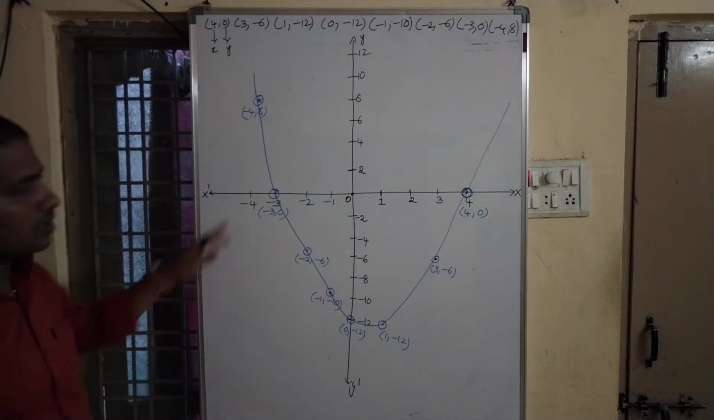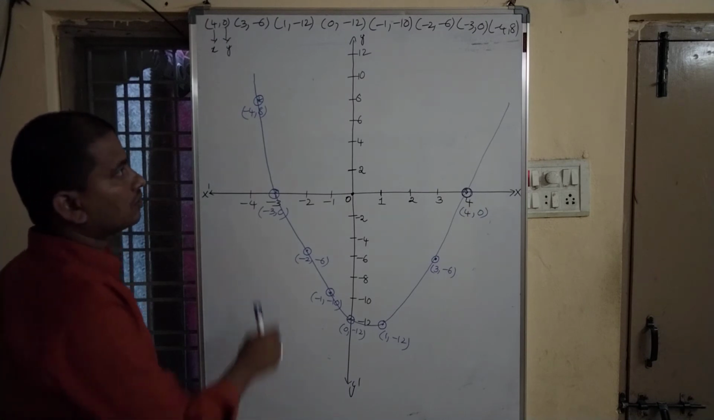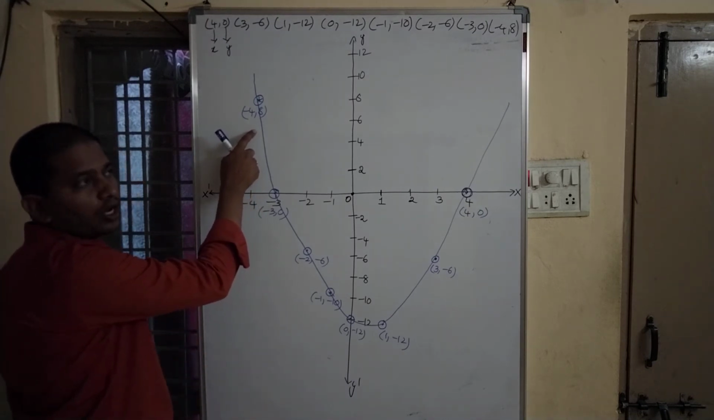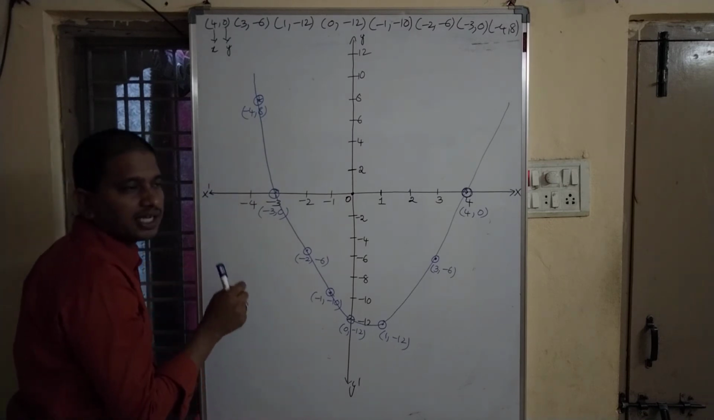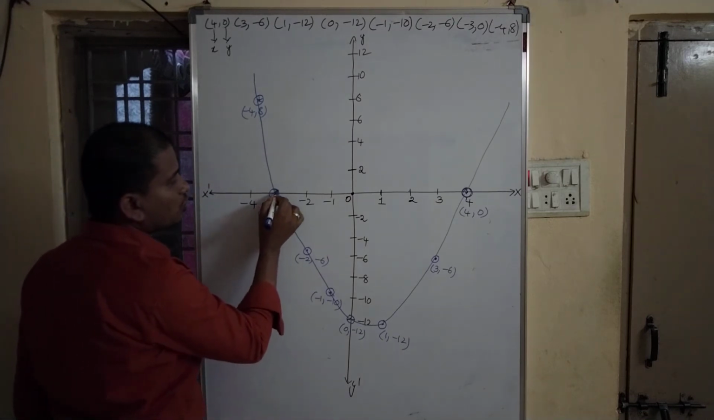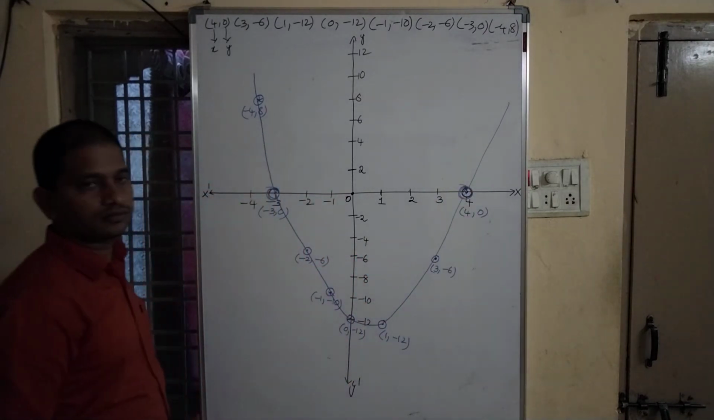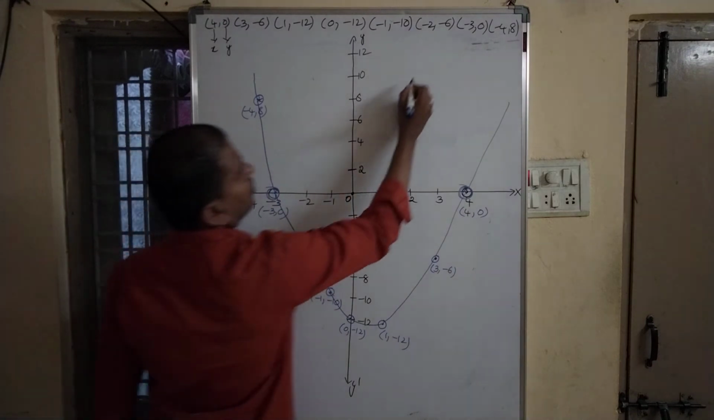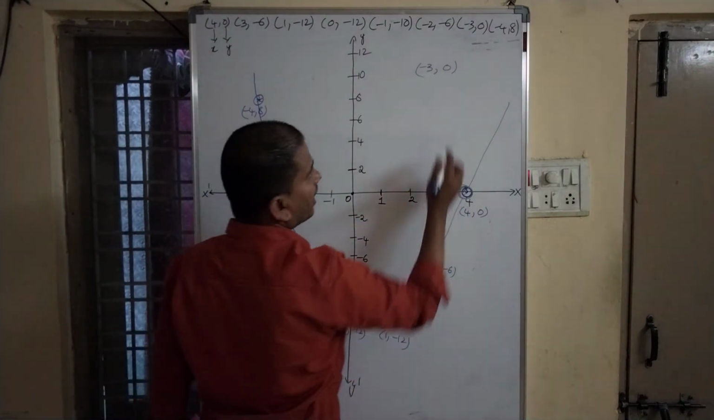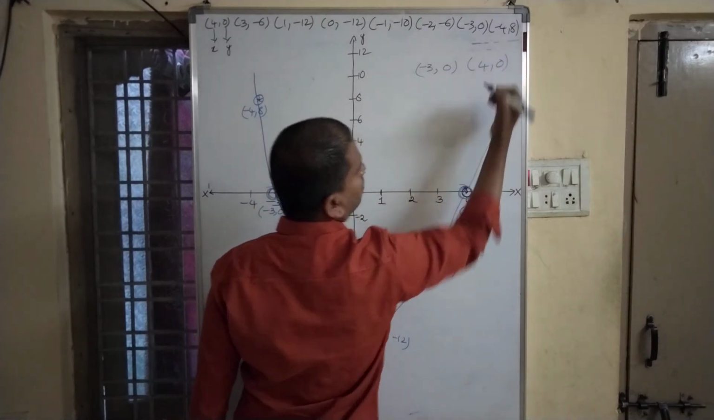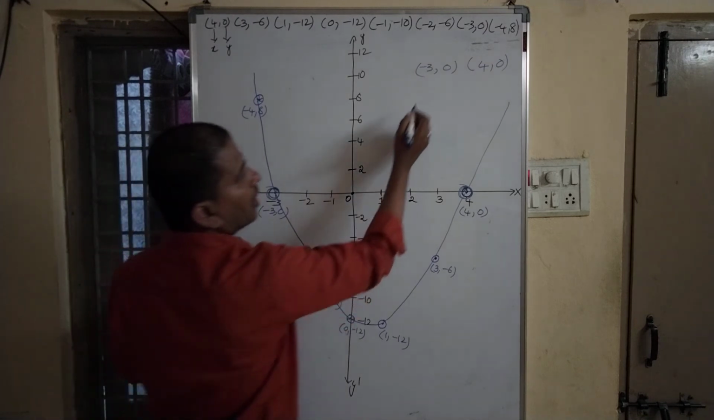Which curve? This curve, which is intersecting. If you observe the graph of the polynomial x square minus x minus 12, it is intersecting the x-axis at these 2 points. This is one point and this is one point. One is at (-3, 0) and the other one is at (4, 0), which is intersecting the x-axis at -3 and 4.